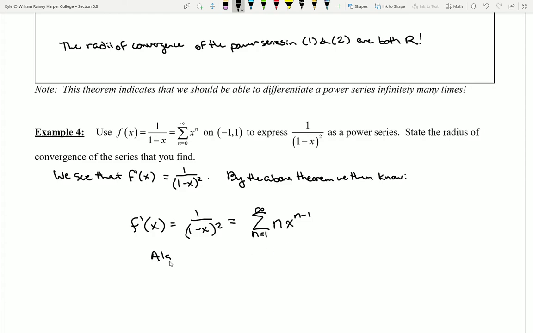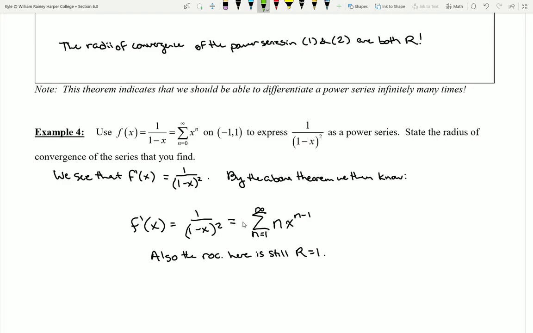I can say that also the radius of convergence here is still going to be 1, because the above theorem said that the radius of convergence for those new power series will still be the same as what it was before. So we've completely answered this question by using these simple properties of being able to take derivatives of power series.